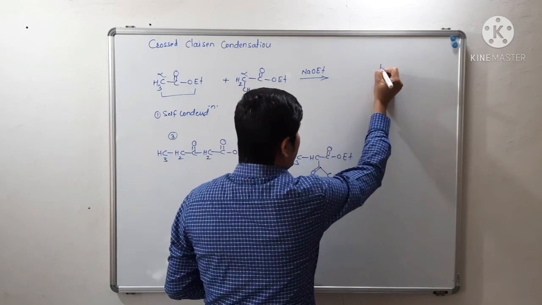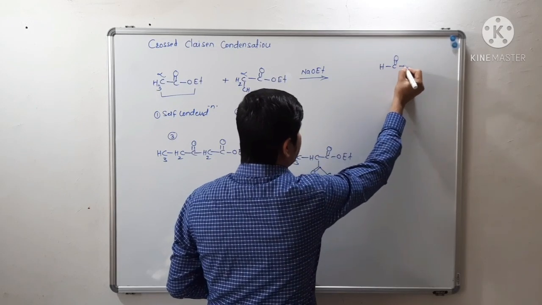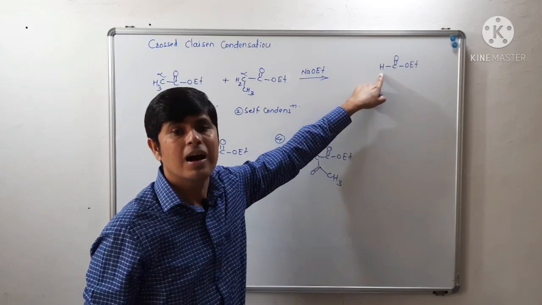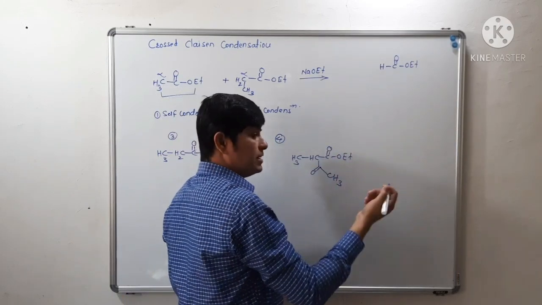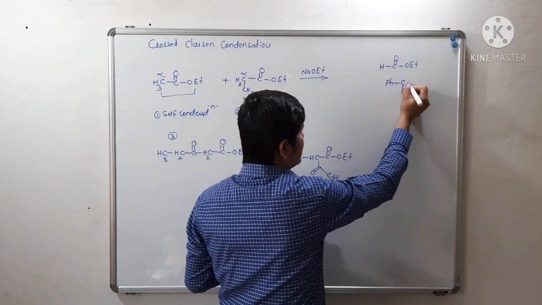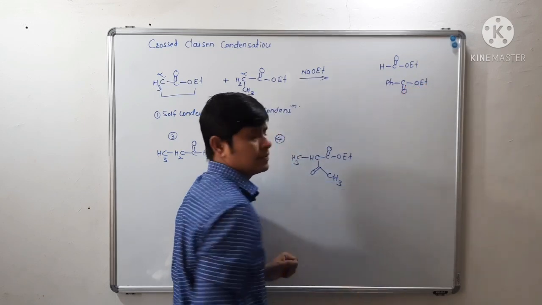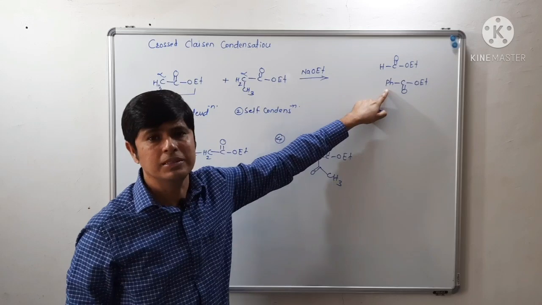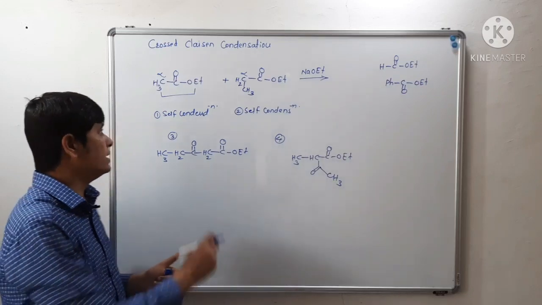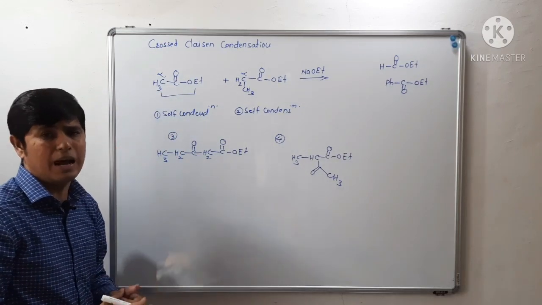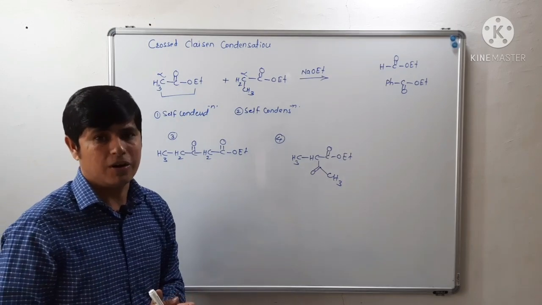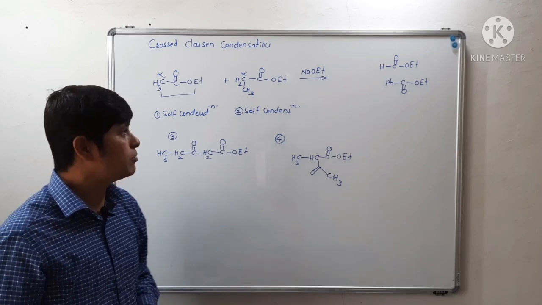See here the compound like HCOOEt. This is also an ester, but this ester does not have an alpha carbon, so there is no alpha hydrogen. And again we can have a second ester molecule like this. Here also there is no alpha carbon, hence there is no alpha hydrogen. If such an ester molecule is condensed with an ester molecule that has alpha hydrogen atoms, then we will get only one product, that we will see.